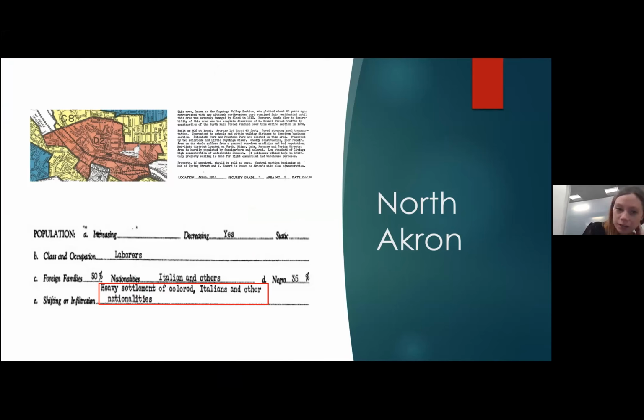This is North Akron, and this was the least desirable, grade D. They're saying that the class and operation of people living in this area are laborers, and 50% of those folks were Italians and others. They say, heavy settlement of, quote, colored Italians and other nationalities. So you can see this is what they were basing the quote undesirable status on. As you can see, a very, very discriminatory, racist practice here.